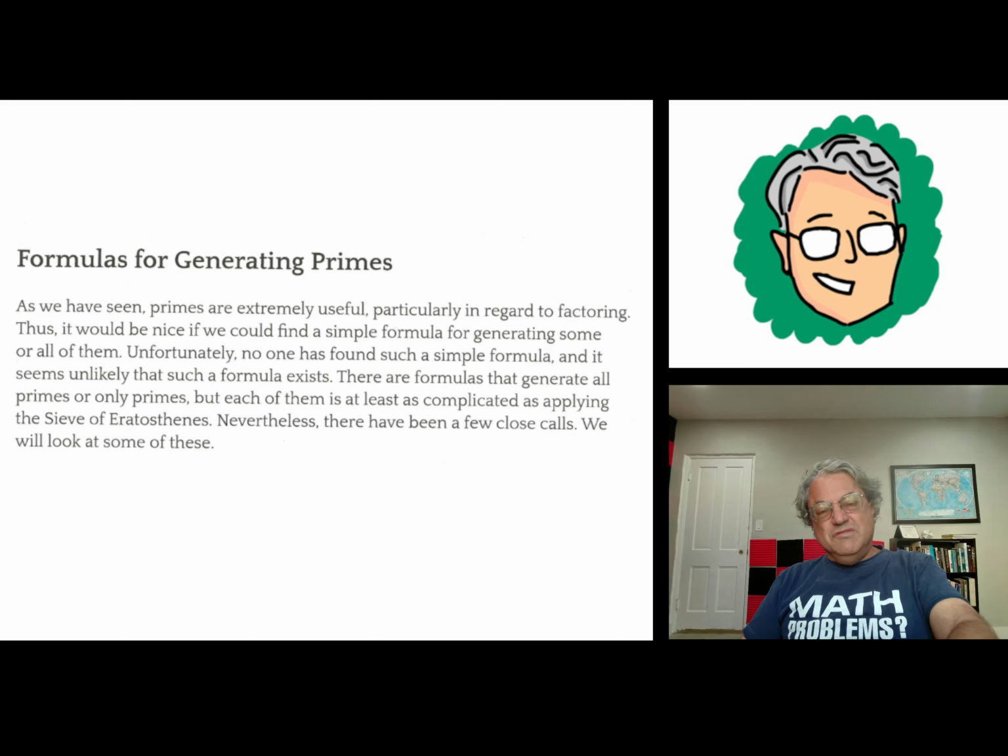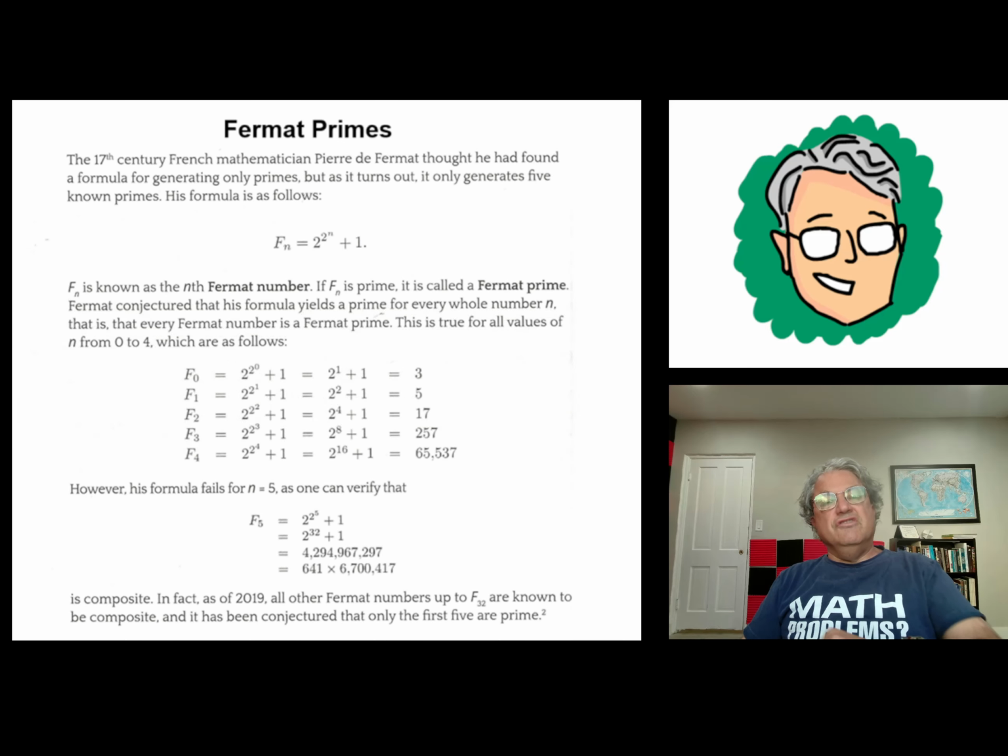But there are some simple formulas that are pretty close. They don't always generate primes, but I'm going to talk about a couple of them. The first effort to do so, I think, was by this very famous French mathematician named Pierre de Fermat. He came up with what are called Fermat primes today. Pierre de Fermat lived in the 17th century in France, and he was a very famous number theorist.